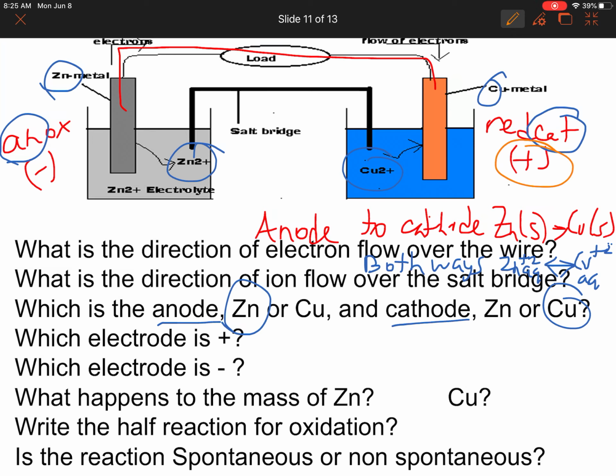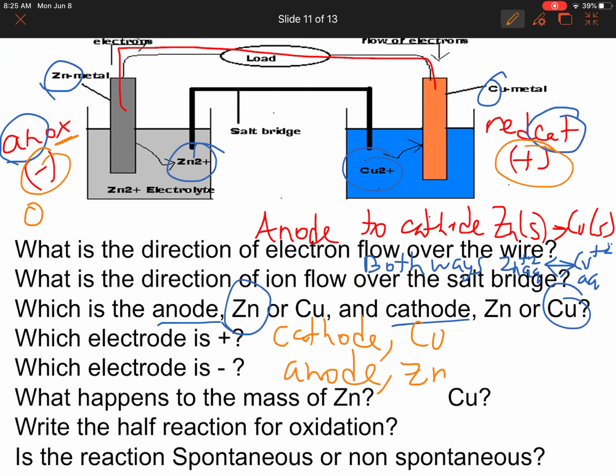Positive is right here. That is the cathode, or Cu. Which electrode is negative? Well, negative charge right here. That's the anode, or Zn. What happens to the mass of Zn? Well, Zn undergoes oxidation, from the word OIL RIG. We learned oxidation is loss of electrons. So, guys, if you lose electrons, what do you think is going to happen to your mass? Well, it's going to decrease.